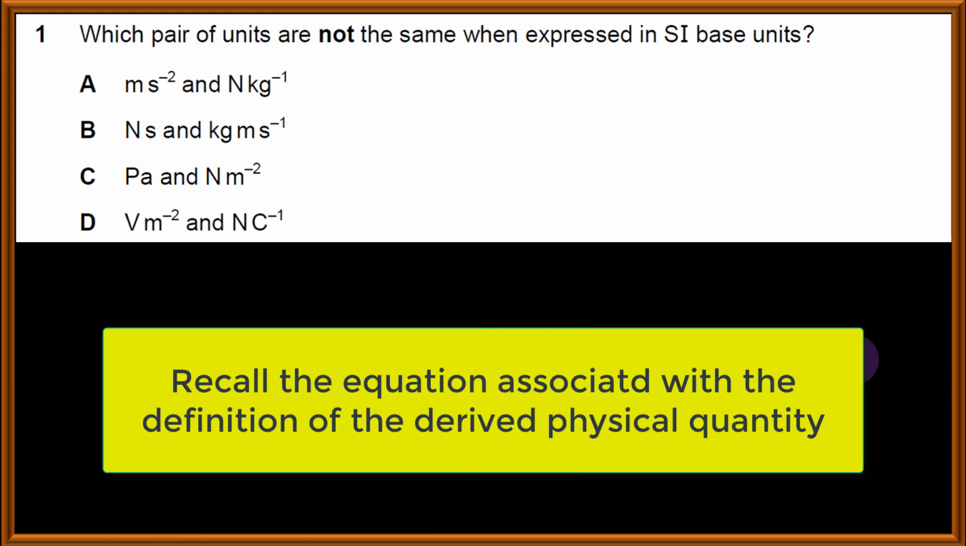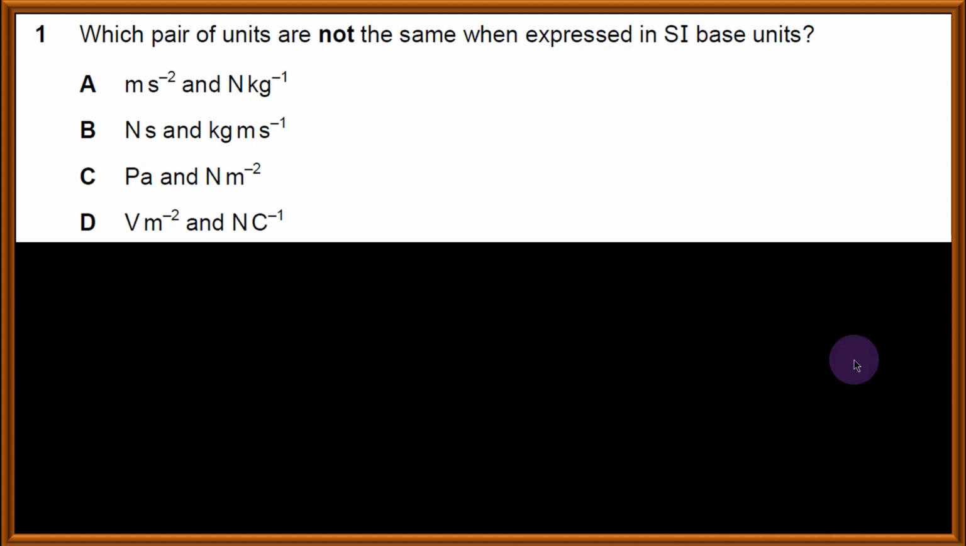In step number 2, you must recall the equation which is associated with the definition of the derived physical quantity. As soon as the definition is given in words, it is immediately followed by an equation which shows you how the new physical quantity is related to the other physical quantities. There are few situations where a physical quantity is given, but there is no clear equation associated with the definition. In such a case, the definition is just a description of the term and not a definition in the most strict sense. An example is the definition of force.